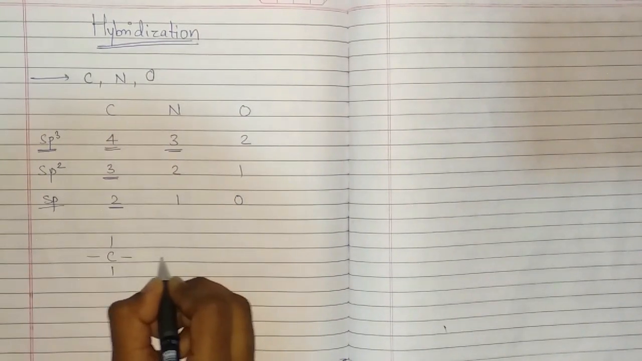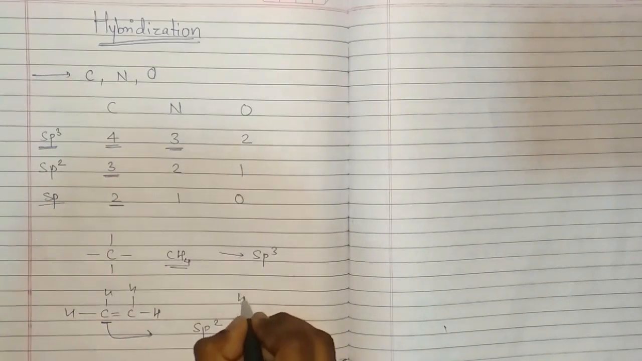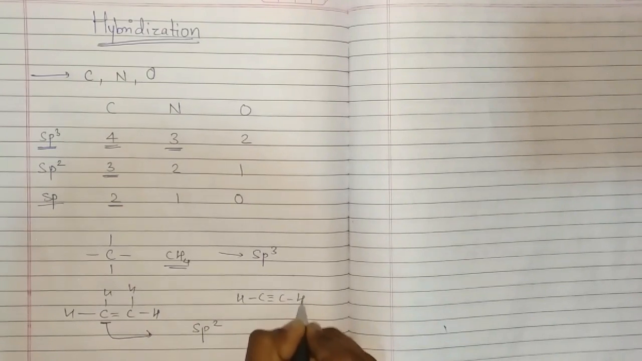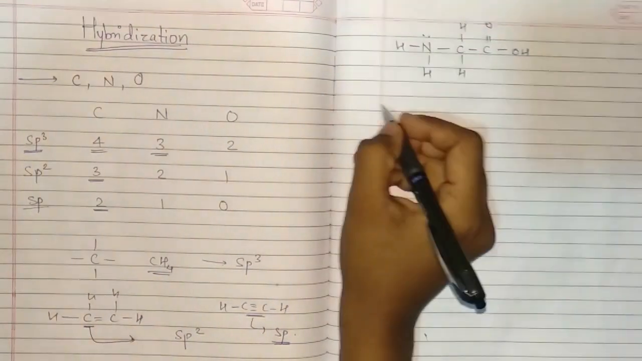So now we are going to see with an example. So this is methane CH4. So the hybridization is sp3. Now if it is ethene, then the hybridization of this carbon is sp2. If it is alkyne, then the hybridization is sp. So now we are going to see this example.